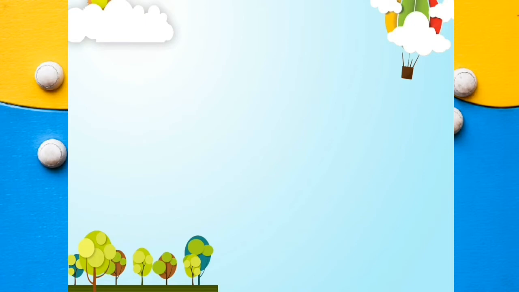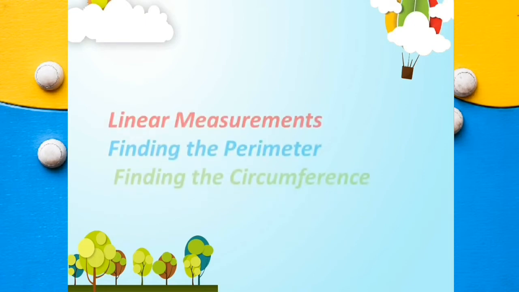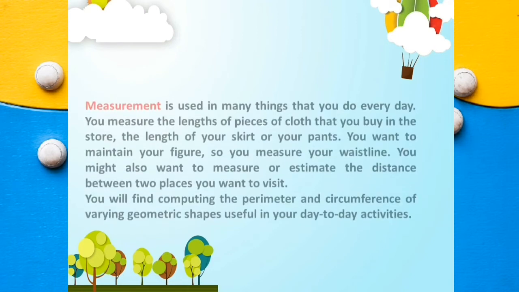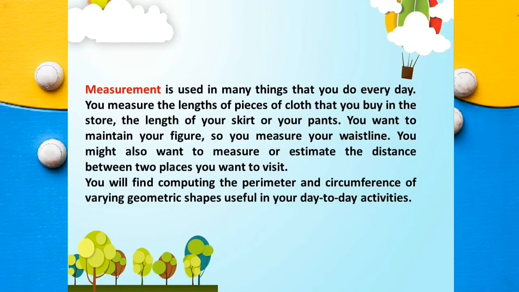So for today's video, we're going to have the linear measurements, finding the perimeter and finding the circumference. Measurement is used in many things that you do every day. You measure the lengths of pieces of cloth that you buy in the store, the length of your skirt or your pants. You want to maintain your figure, so you measure your waistline. You might also want to measure or estimate the distance between two places you want to visit.